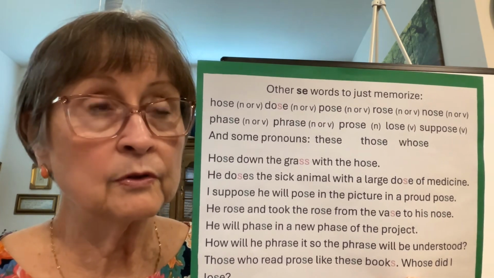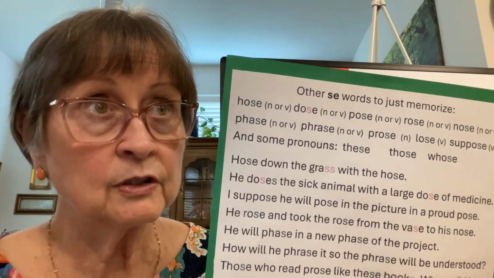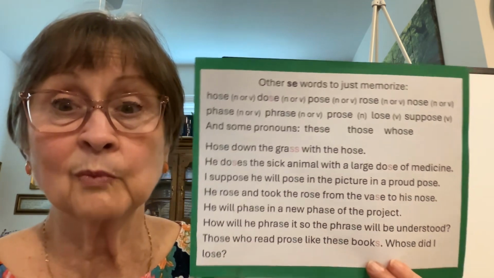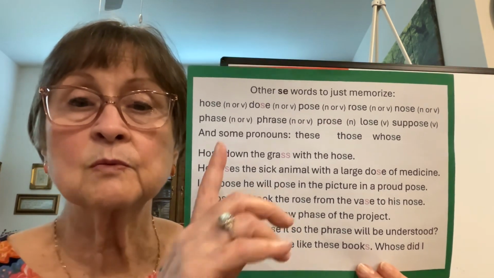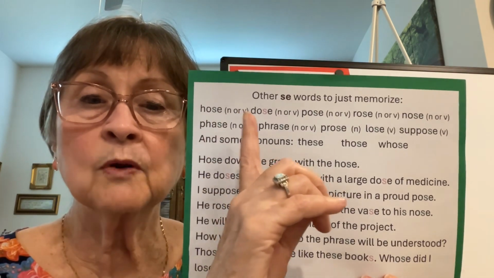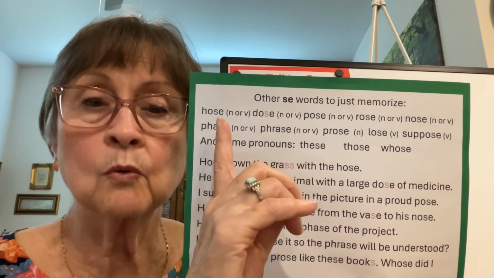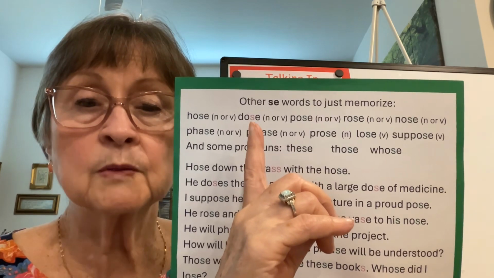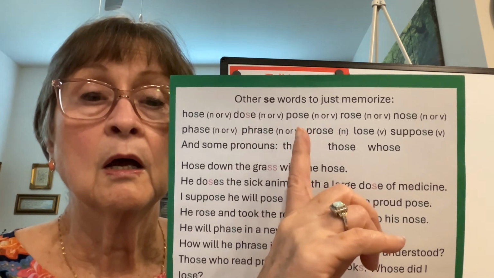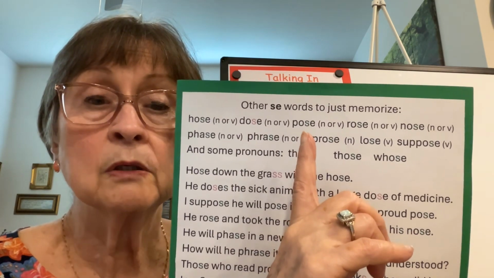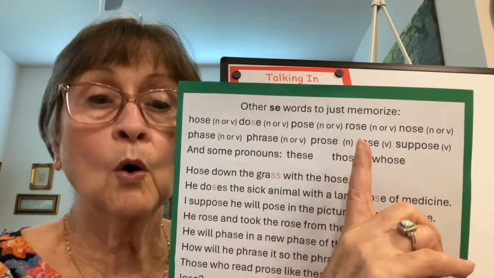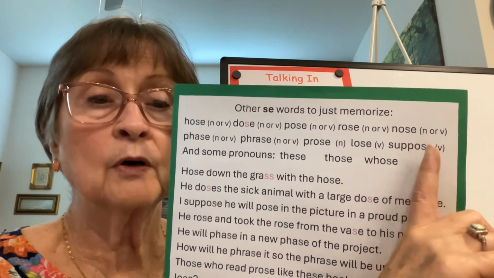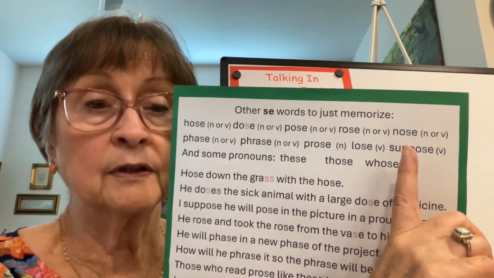And I have a few words that I think you just have to memorize because the rules, I call them rules, they're more generalizations. Maybe they're rules, but maybe they're just generalizations that we break quite a bit. These words, hose, it doesn't matter whether it's a noun or a verb, it's pronounced hose. Dose, it doesn't matter whether it's a noun or a verb, it's pronounced dose. Pose, noun or verb. Rose, noun or verb. Nose, noun or verb. It's not used as a verb very often.